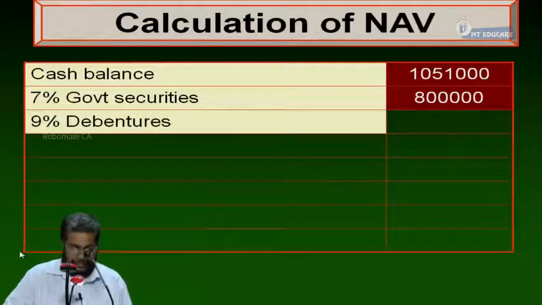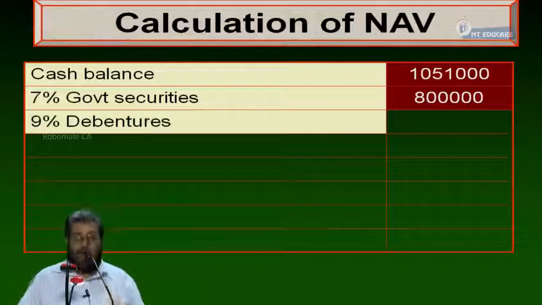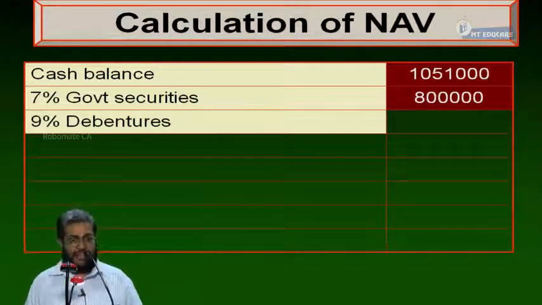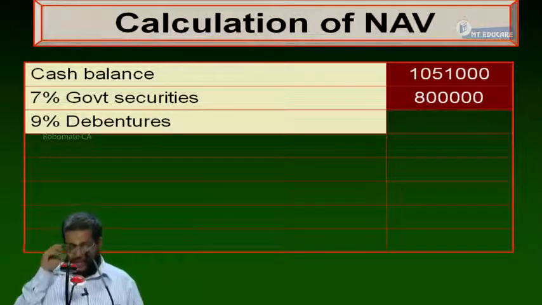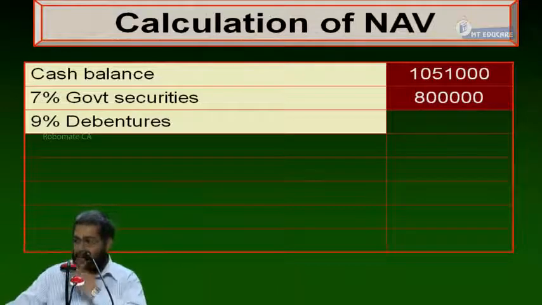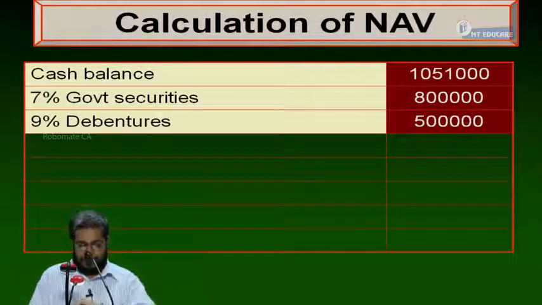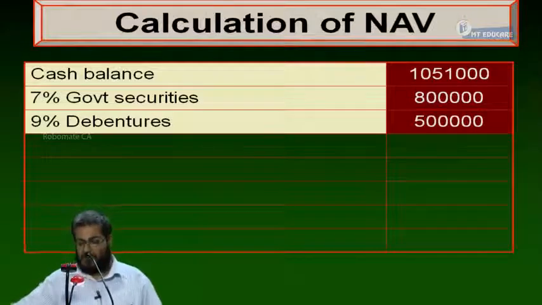9% debentures. Unlisted should always be valued at what? Par or fair, whichever is less. We don't have the details regarding the fair value. So I write how much rupees here? 5 lakhs. 9% debentures, 5 lakhs.